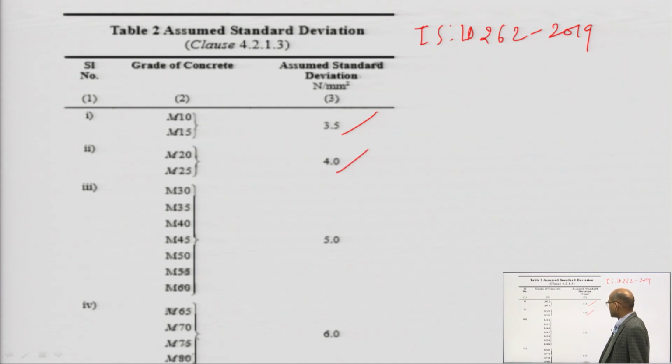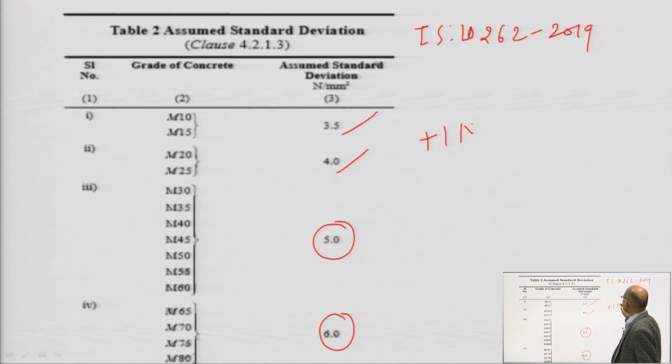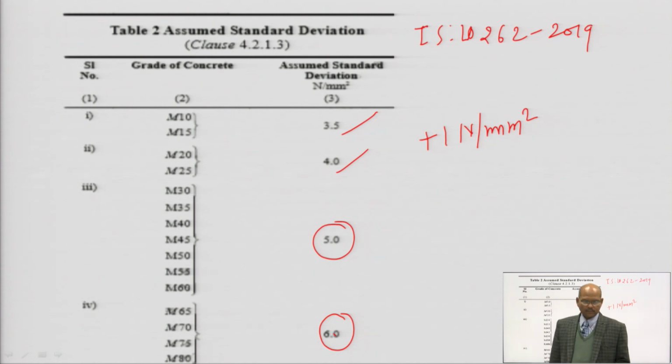So, here once again if it is M10 to M15, this value is 3.5, M20 to M25 you have to take the standard deviation 4.0 in Newton per mm square, M30 to M60 you have to take the value 5, and M65 onward you have to take 6.0, and this value if the quality of supervision is not good. In that case we have to increase this value by plus 1 Newton per mm square, means once again we are giving more tough things.